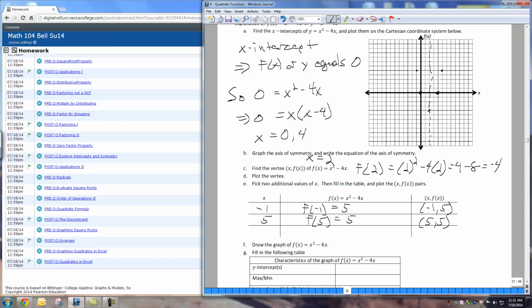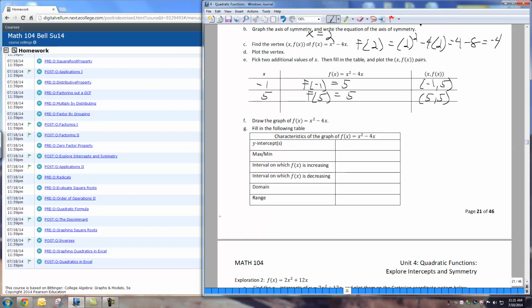Now we can actually graph it. Looks something like this. Remember, at the bottom it's rounded. It's not a straight edge down here. It's rounded right here. So there's the graph of my function. Characteristics: the y-intercept is actually 0, 0.